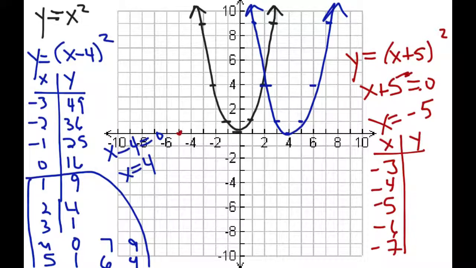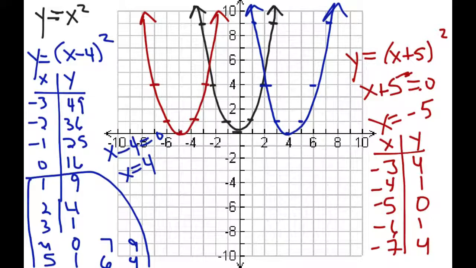So negative 3 plus 5 is 2, 2 squared is 4, negative 4 plus 5 is 1, 1 squared is 1, negative 5 plus 5 is 0, 0 squared is 0, negative 6 plus 5 is negative 1, negative 1 squared is 1, negative 7 plus 5 is negative 2, negative 2 squared is 4. So I know it's going to be at (negative 3, 4), (negative 4, 1), (negative 5, 0), where I already have a red dot, (negative 6, 1), and (negative 7, 4). I could have done more points, but you get the idea.